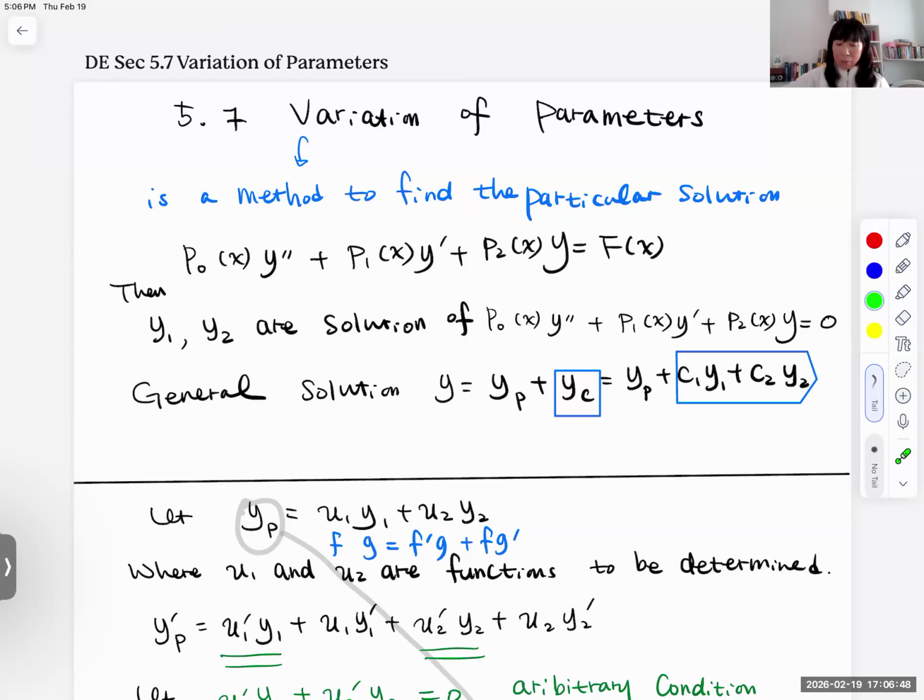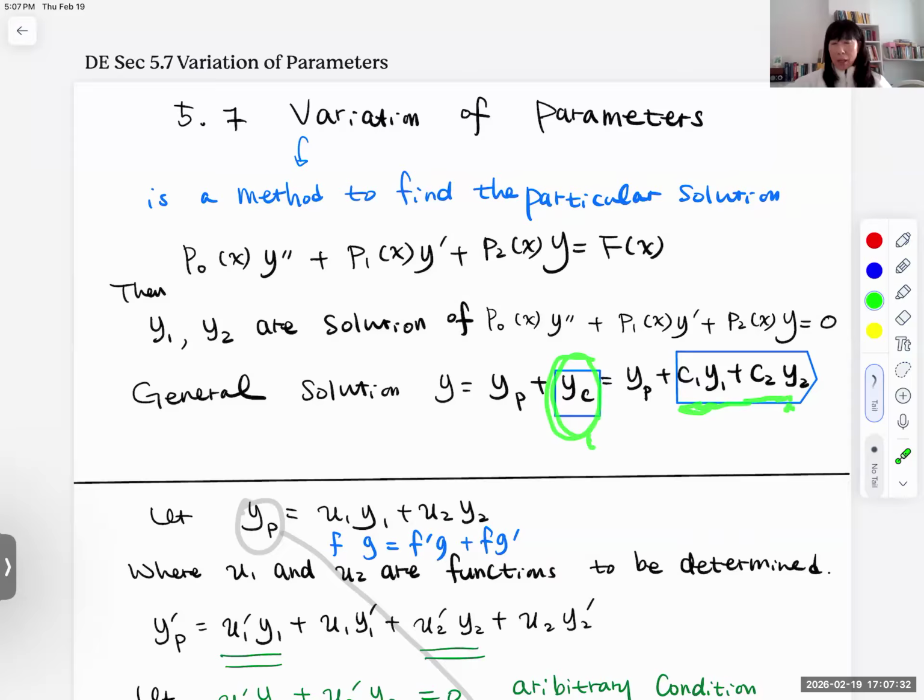Now, if we have a non-homogeneous equation, and y sub 1, y sub 2 are solutions of the homogeneous equation, then we have a general solution y equal to the particular solution, like in the previous section, plus the complementary solution. How do we express the complementary solution? There will be c sub 1, y sub 1, plus c sub 2, y sub 2.